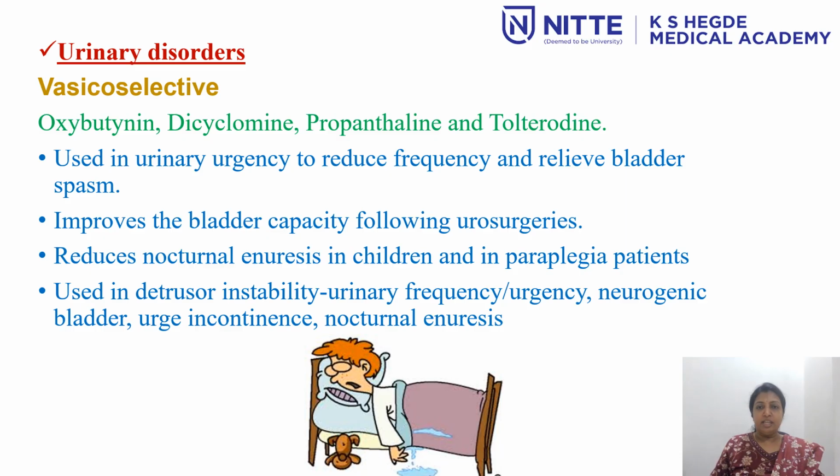As vesicoselective agents, they can be used in urinary disorders. Drugs like oxybutynin, dicyclomine, propantheline, and tolterodine are used. They can be used in urinary urgency to reduce the frequency and relieve the bladder spasm. They can improve the bladder capacity following neurosurgeries. They can reduce the nocturnal enuresis in children and paraplegic patients. They're used in patients with detrusor instability. So urinary frequency and urgency, neurogenic bladder, urinary incontinence, and nocturnal enuresis can be relieved.